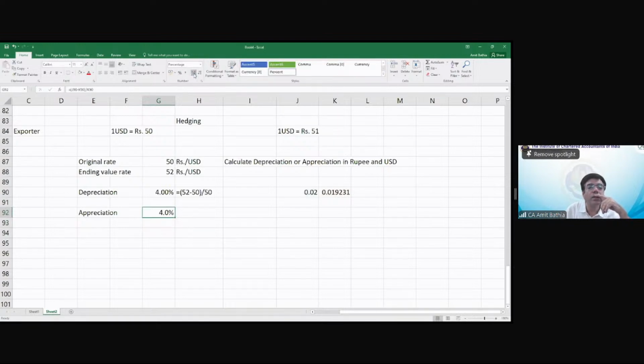So I have... How come both are coming as 4%? Did I make some mistake over here? What I have done is 0.02 minus 0.019231, right? And we have said divide by 0.019231. This is what we have done. Is this correct or is it wrong?